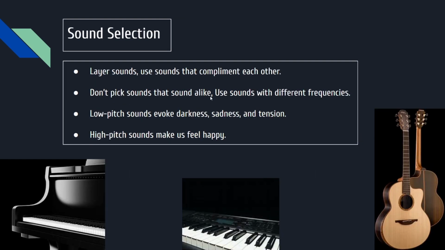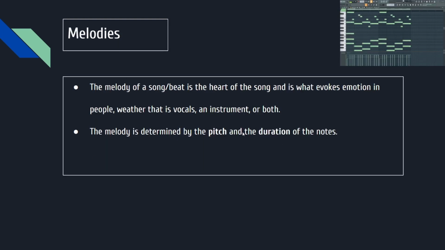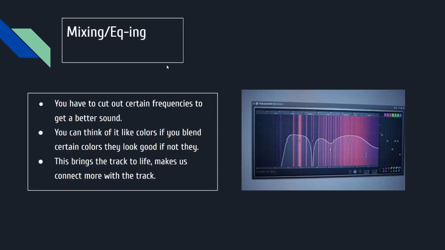So sound selection is very important because higher pitches are usually happier, and lower pitch sounds are usually darker, and you have to layer the sounds to sound more full. Melodies are basically the heart of the track, so they make us feel the emotions for the most part, and the melody is determined by the pitch and duration of the notes. EQing and mixing is a very important final step in producing because it brings the track to life and makes us connect more with the track and feel more of the emotions.